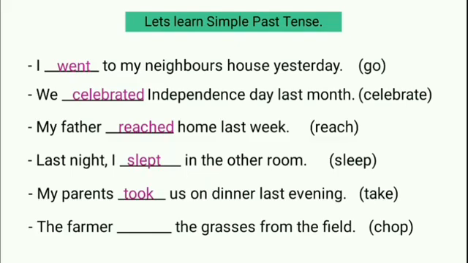And finally, the last sentence: the farmer dash the grasses from the field. The word is chop. So how do we change this into past tense? The farmer chopped the grasses from the field. Very good, children. I hope that you keep practicing.